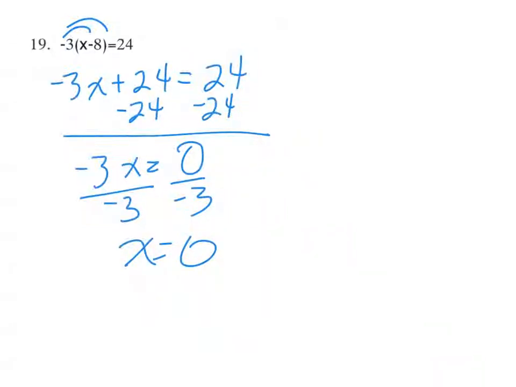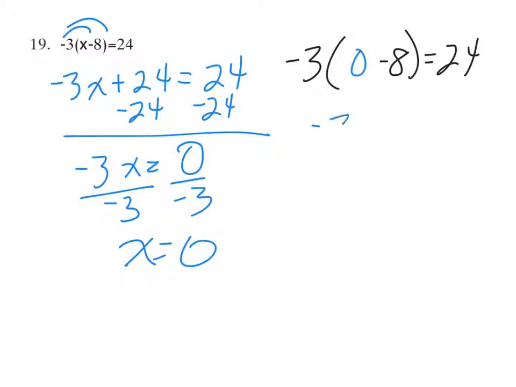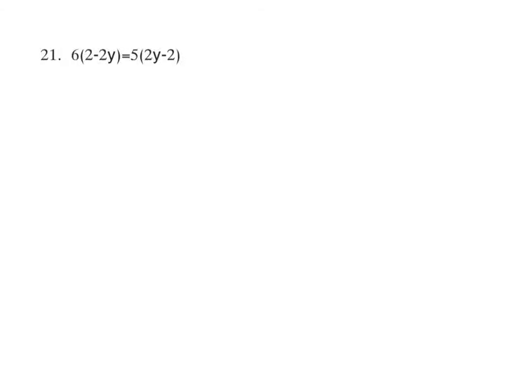Quick check. Replacing x with 0. Sure enough, negative 3 times negative 8 is 24. Last one, we get to again distribute first.